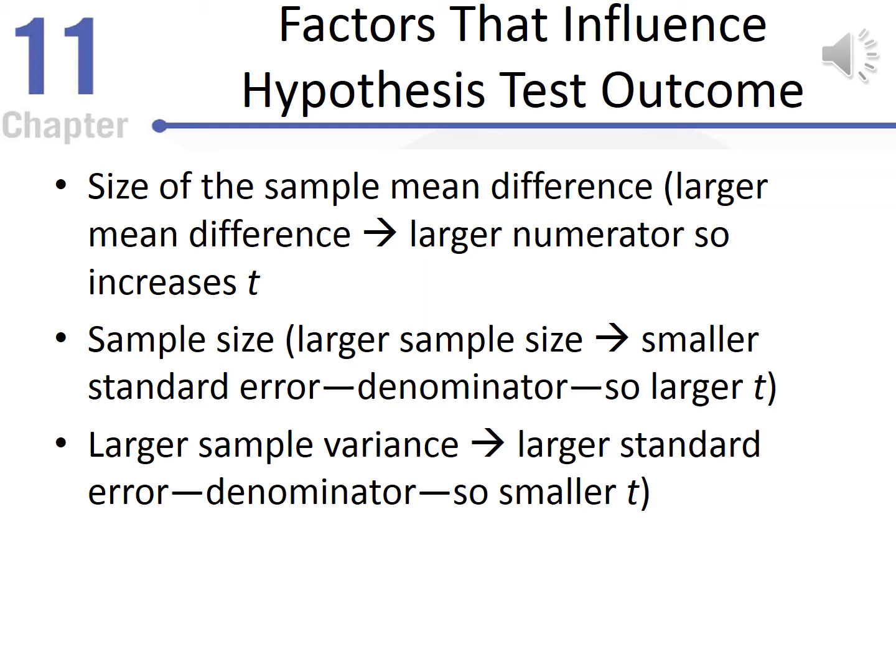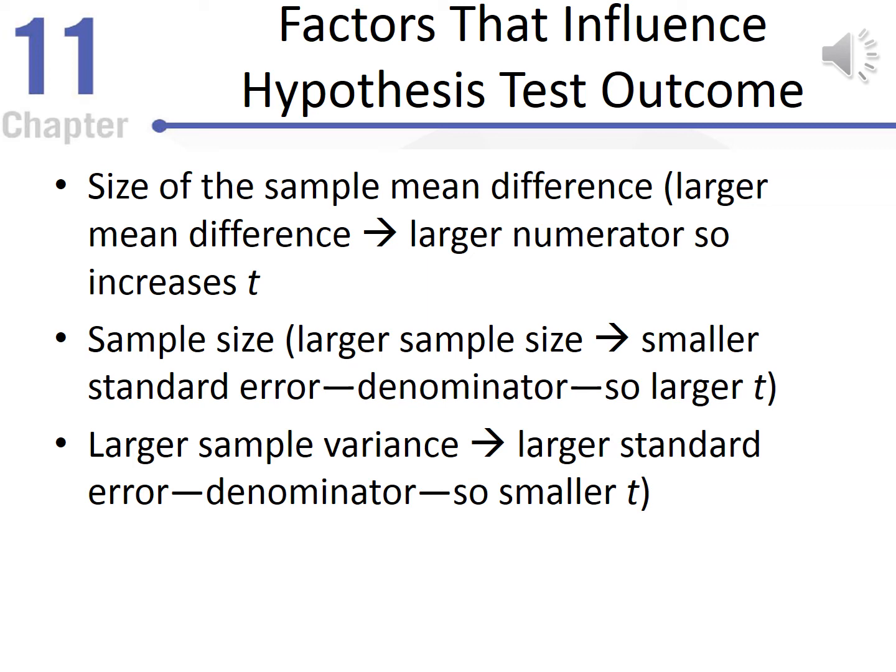This slide is entirely review at this point, but it bears mention again, I think. There are a number of factors that influence the outcome of a hypothesis test. One, of course, is the size of the sample mean difference. So the larger the difference between the two treatments, that is going to generate a larger numerator in your t equation, and of course increases your t-value and your likelihood of rejecting the null hypothesis. This, I think, is unsurprising. The bigger the difference, the easier it is to reject a null hypothesis.